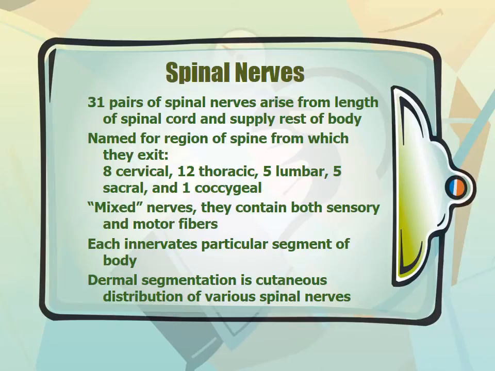You have mixed nerves that contain both sensory and motor fibers. Remember I said that, both afferent and efferent. Each of them innervate particular segments of the body. And then you have dermal segmentation, that is cutaneous distribution of the various spinal nerves. So this is how we are able to feel pain, how we sense, or the sensory portion of it.